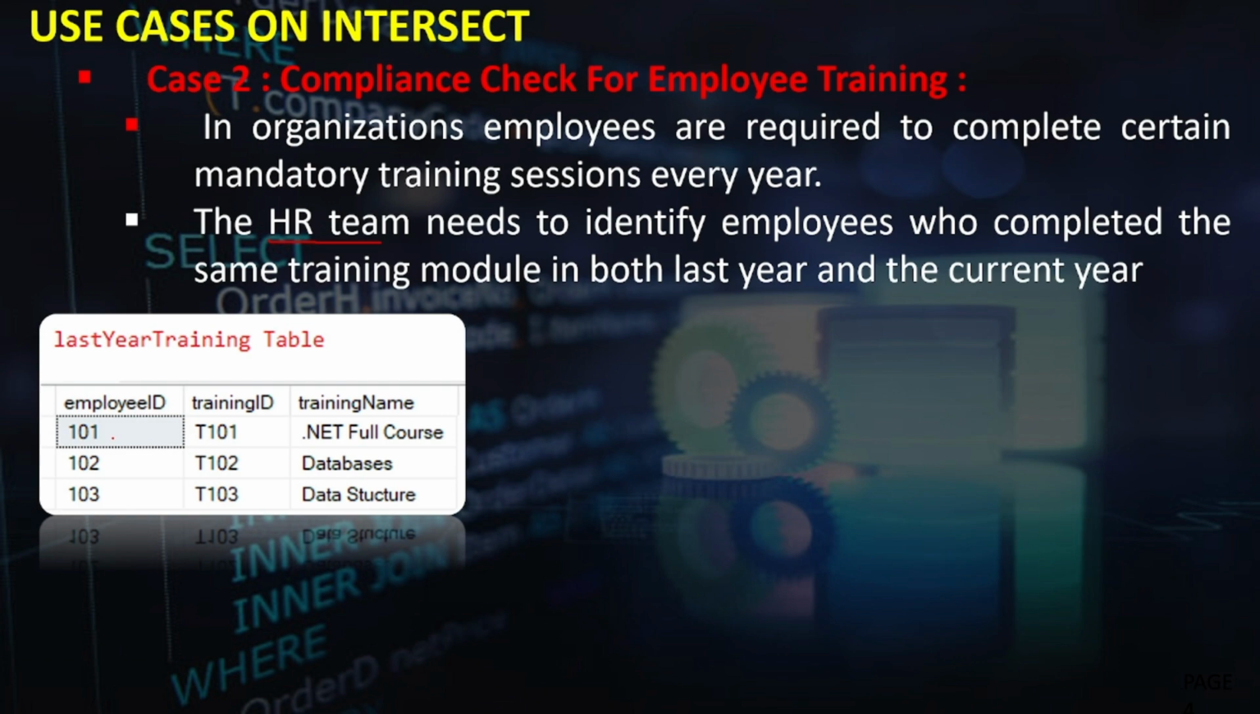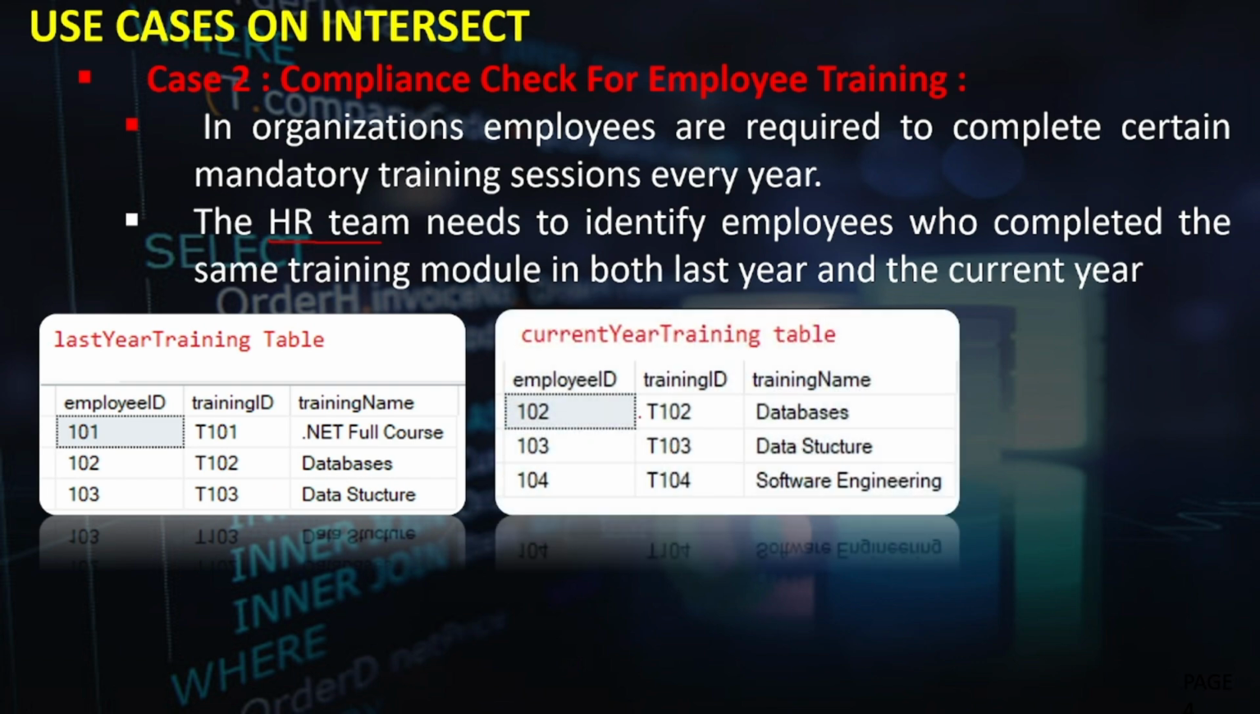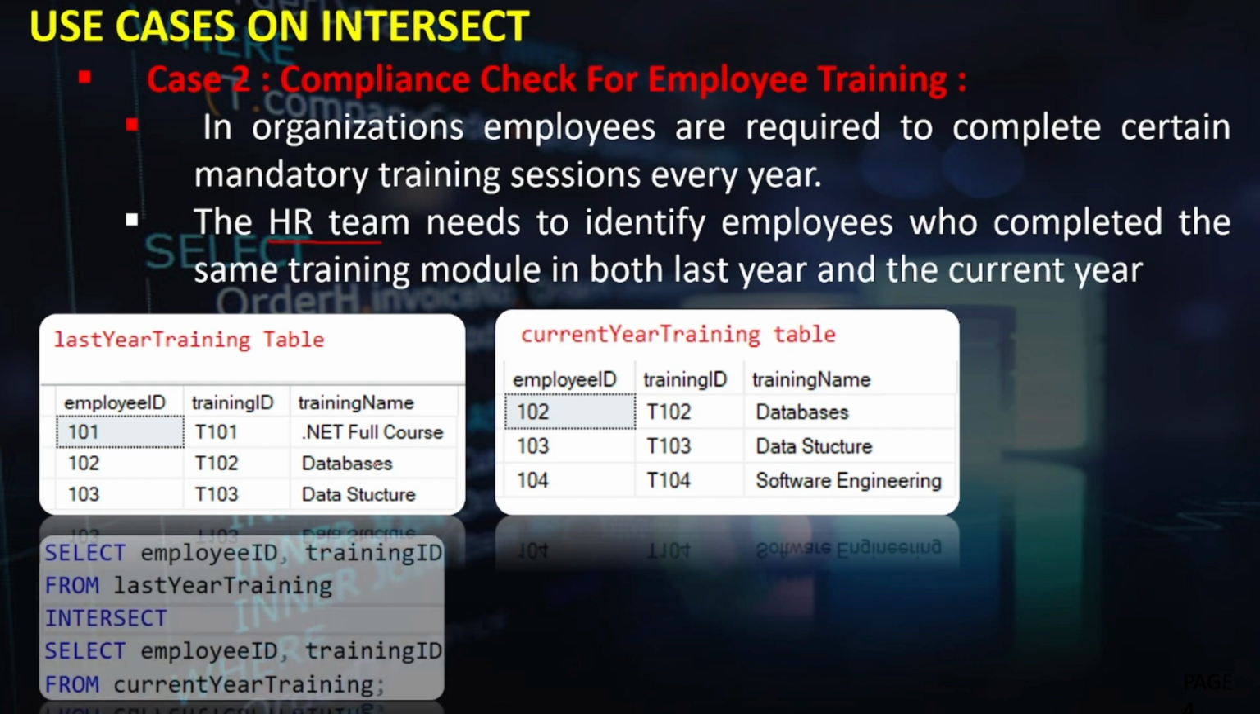The last year training table has three employees, 101, 102, 103, and they completed these trainings: .NET Full Course, Database and Data Structure. And this year, a couple of employees have completed the trainings T01, T101, T103, T104. But HR wants to know who are the employees who completed the same course last year and the current year both. So for that, they can write intersect.